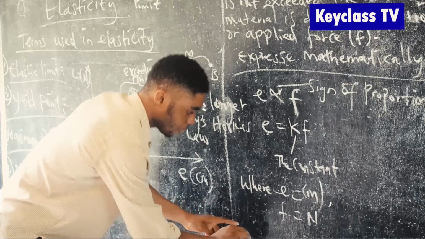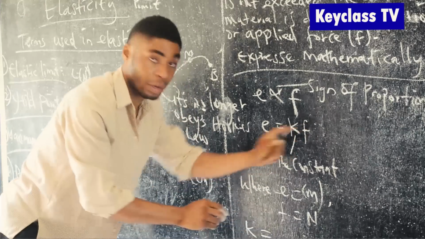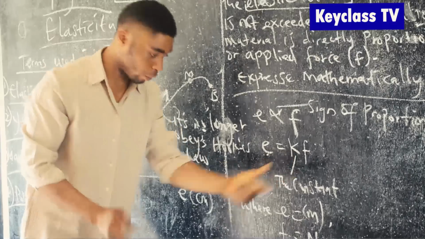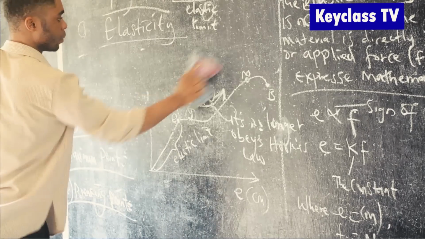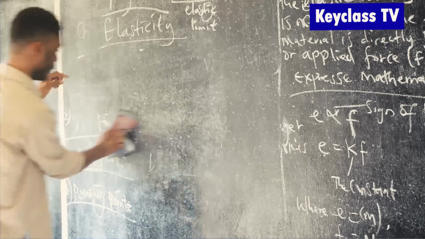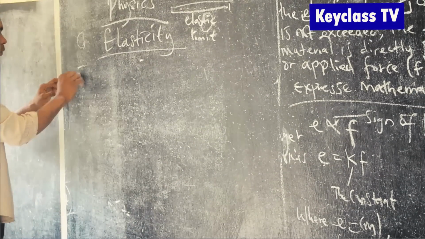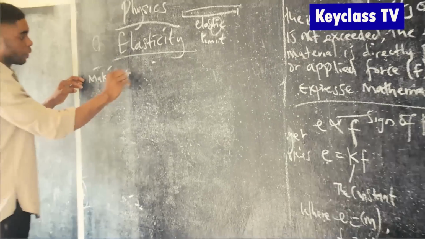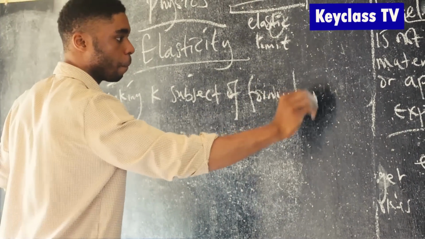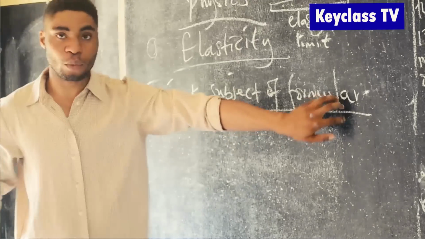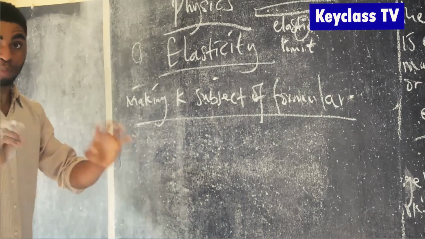So we will have K, the constant, equal to, when we divide both sides, we want to make K the subject of the formula now. Okay, let me show you how we do that. Making K the subject of the formula, which you have done in changing of formula in mathematics. We'll just bring a brief of it here.